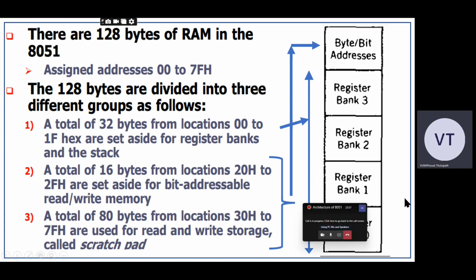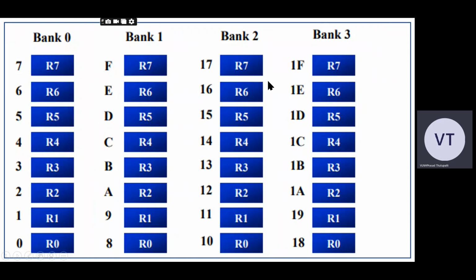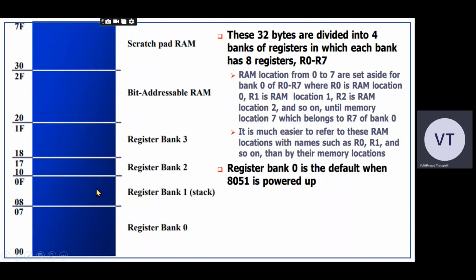The first group is the register bank group: four register banks like bank 0, bank 1, bank 2, and bank 3. The next division is the bit addressable bytes, 16 bytes. So this area is the bit addressable area. The next division is 80 bytes, which are general purpose RAM locations or scratch pad memory.